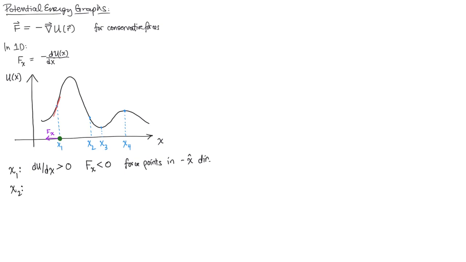Well, there at x2, we have a derivative that's negative, which means our force points in the positive x direction. So again, if I put my object at that location, it would experience a force that points to the right, a positive x force, away from the origin.